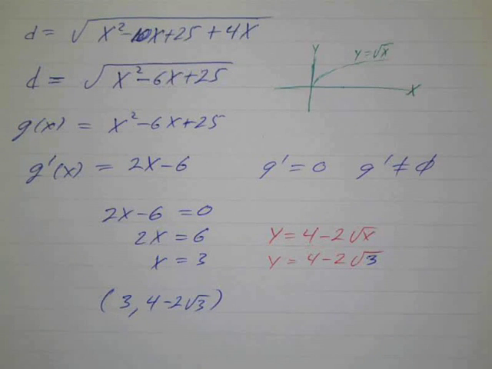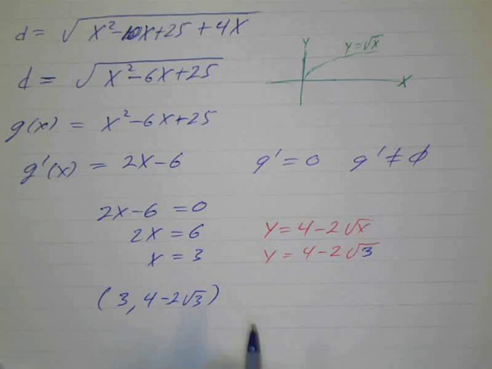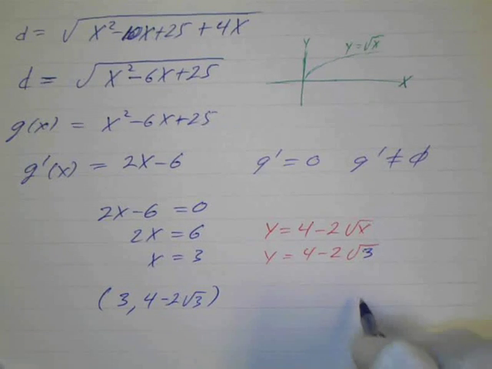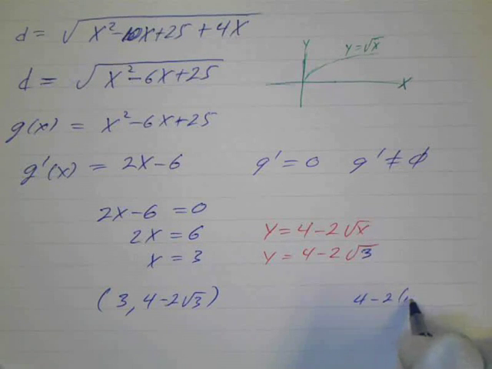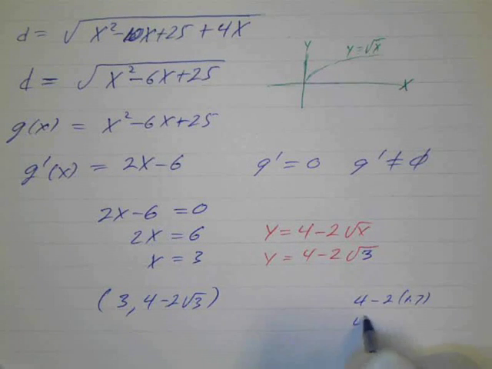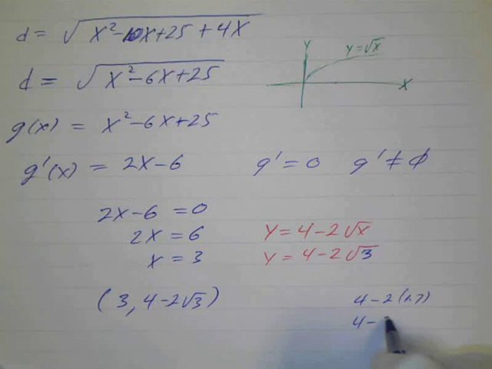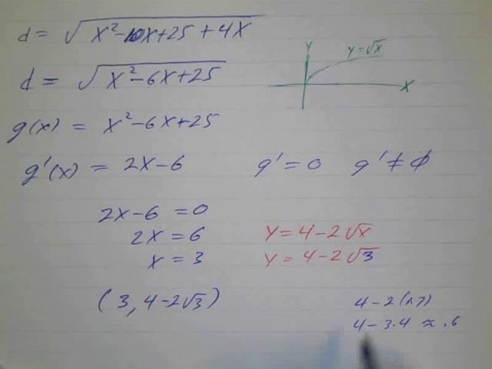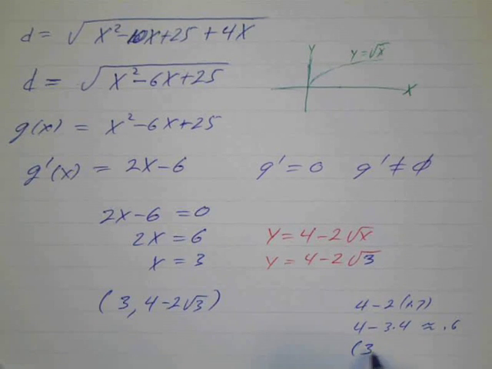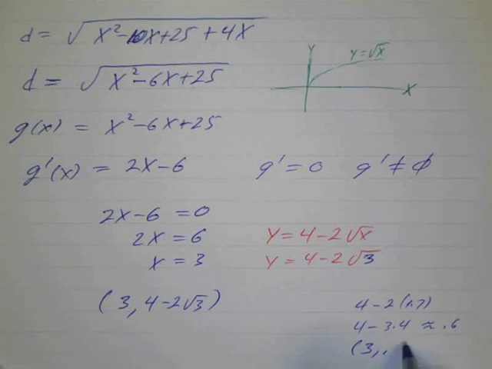Okay. Now you can approximate that if you want, because remember we said we use the square root of 3 as 1.7. So 4 minus 2 times 1.7, that's 4 minus 3.4. So that's going to be approximately 0.6. So our point would be approximately 3 and 0.6.